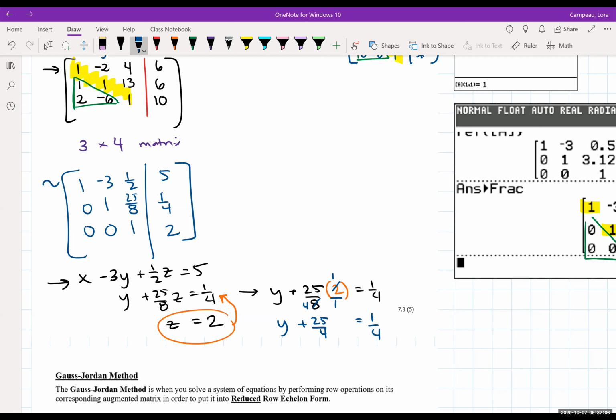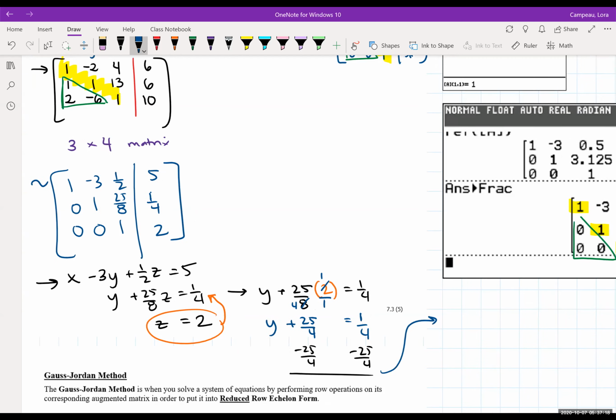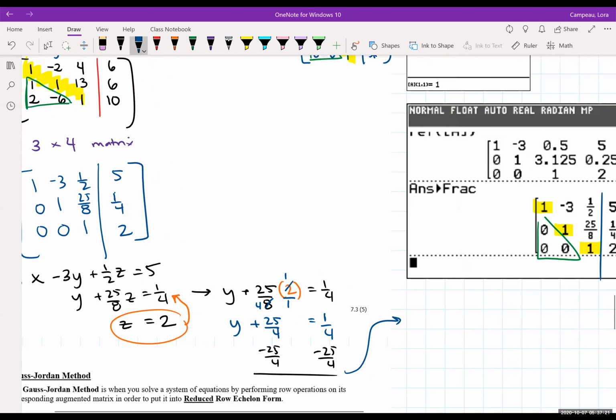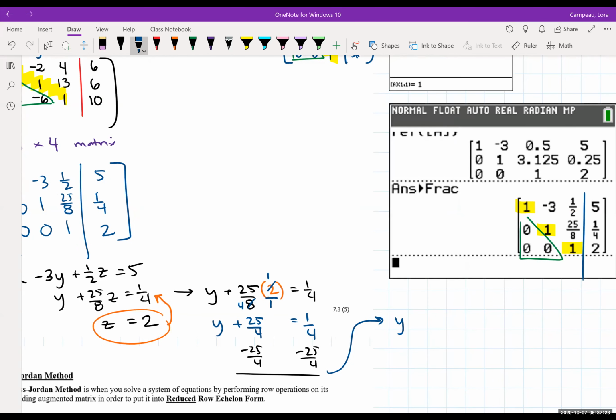And if I subtract 25/4 from both sides, this is going to be y equals 1/4 minus 25/4, and we have a nice common denominator already. That gives us -24/4, which gives us -6. So we actually have a nice integer number for y.